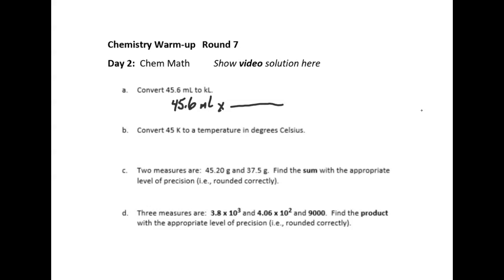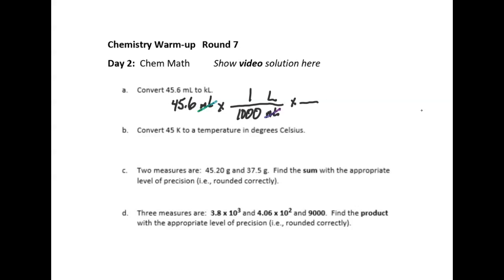I don't know one. But I do know how to change from milliliters into liters, and I do know how to change from liters into kiloliters. So I'm going to solve this problem with two conversion factors. In the first, changing from milliliters into liters. 1 liter has 1,000 milliliters in it. These labels cross-cancel.